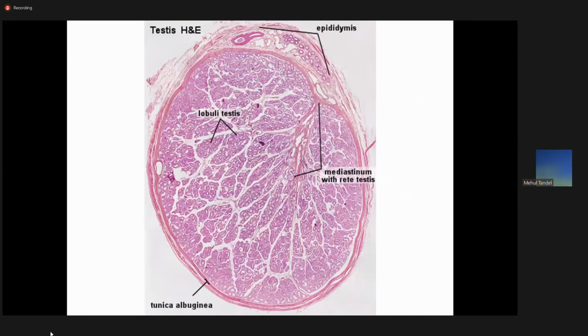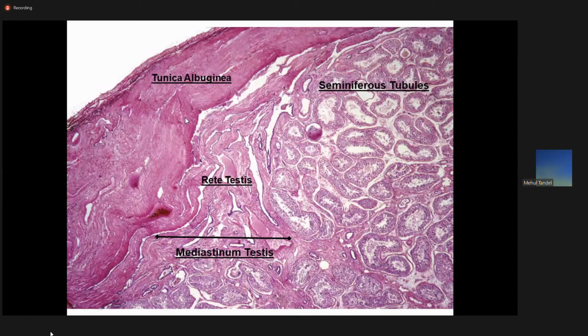Same thing we have seen in the last lecture. You can see this is the outer dense connective tissue membrane, the tunica albuginea. Inside there is the tunica vasculosa. Tunica vasculosa continues with the interstitial tissue. Now within the lobule of testis, you can see these tubules. And this is the mediastinum of testis near the posterior border, an incomplete vertical partition formed by the extension of tunica albuginea near the posterior border. Clear? And in the mediastinum testis, there is the network of tubules that is known as the rete testis.